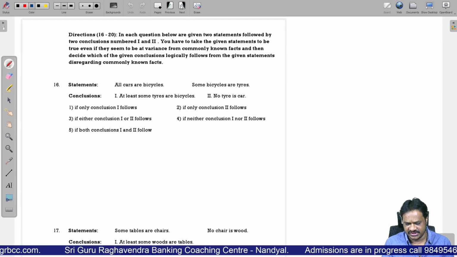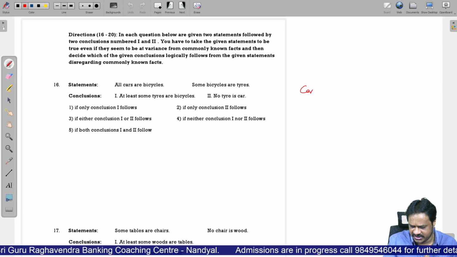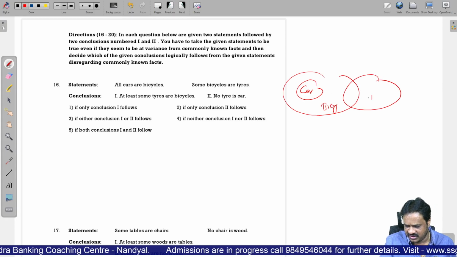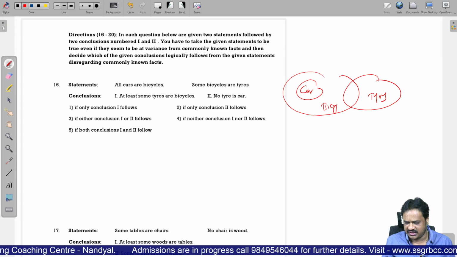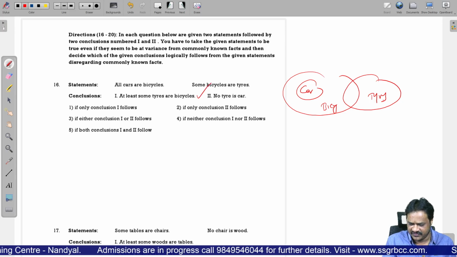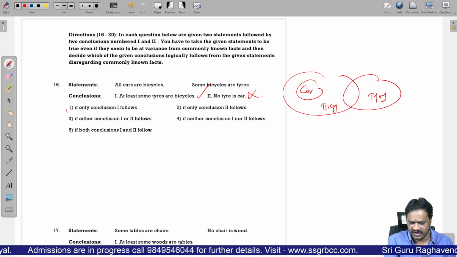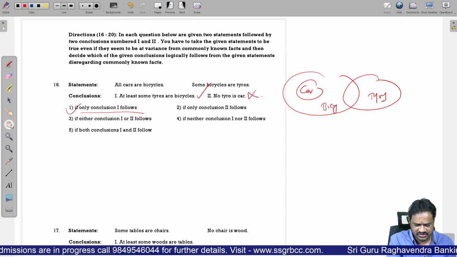Let us see the 16th question. All cars are bicycles. Some bicycles are tires. At least some tires are bicycles definitely follows. No tire is car does not follow. Only one definitely follows.